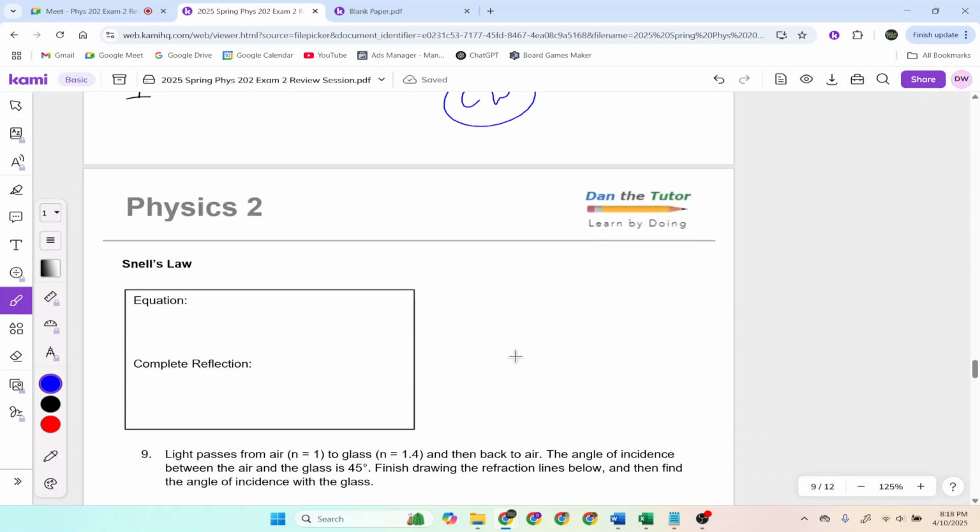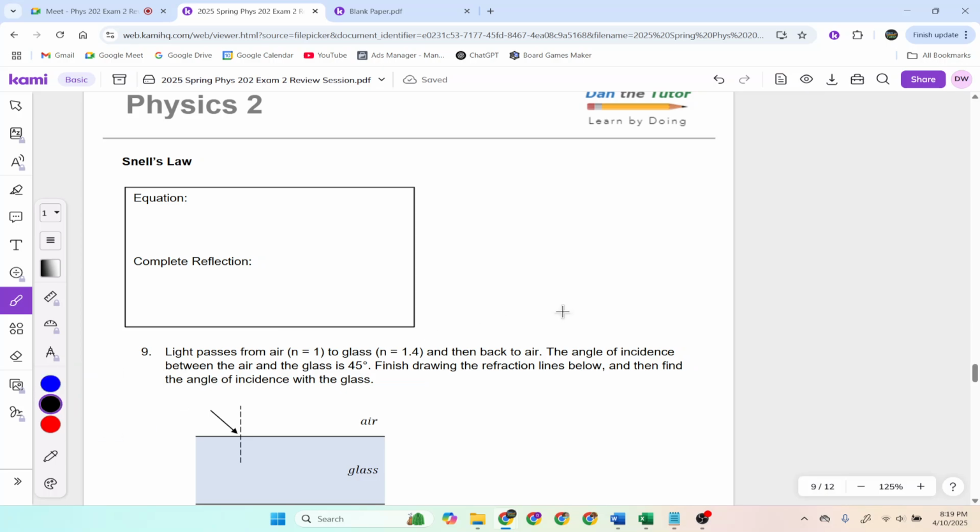Okay, great. Just a few more problems to go. Next, we're on Snell's law, and this is eventually going to lead into lenses. So Snell's law is talking about the refraction of light. What does that mean? Great question. Refraction is talking about the bending of light.